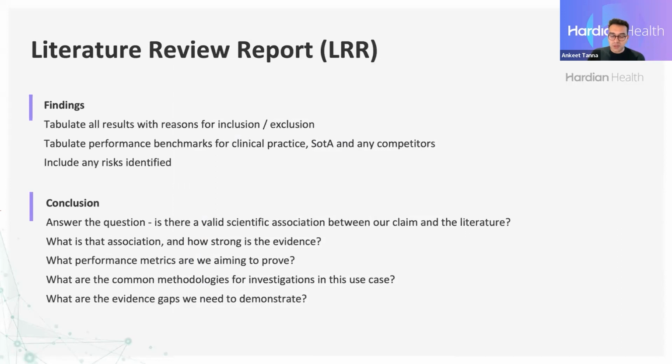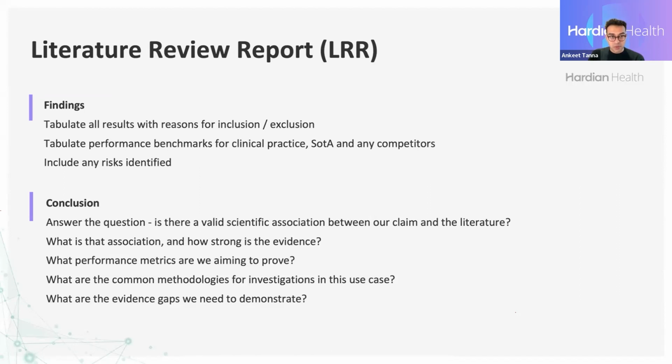So once you've conducted a systematic review, it's really important to tabulate the findings and write a literature review report. This is essentially the first step of demonstrating scientific validity. This is what a regulator or someone with a commercial interest would look at to see the scientific validity of your approach. So as I said before, it's really important to tabulate all the results and all the papers with reasons for exclusion and inclusion where applicable.